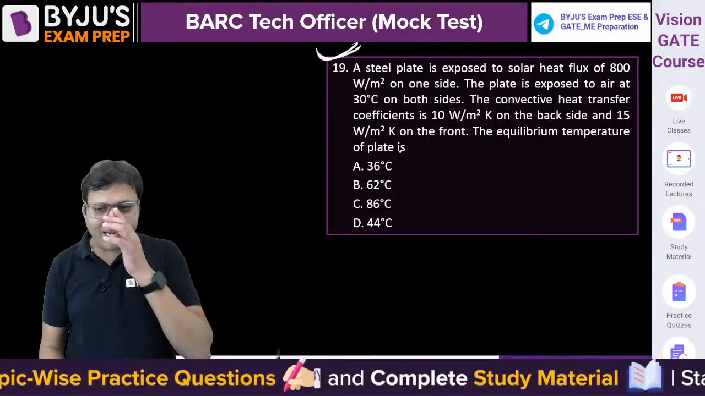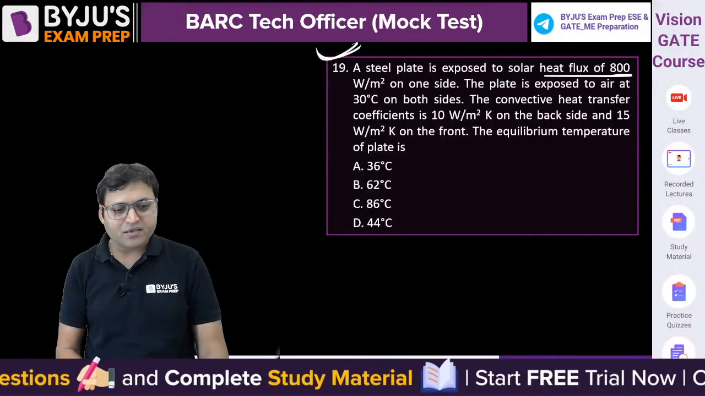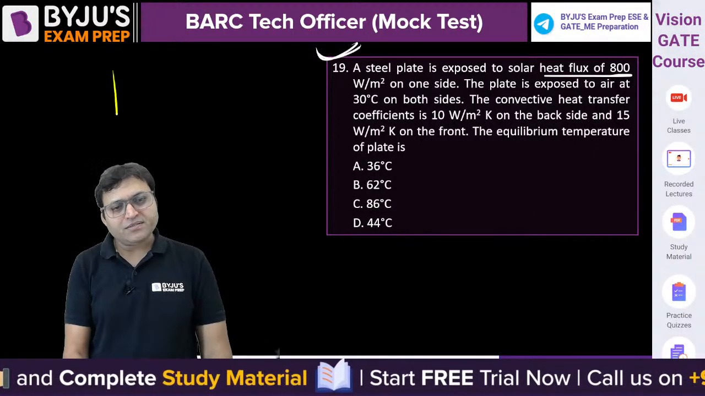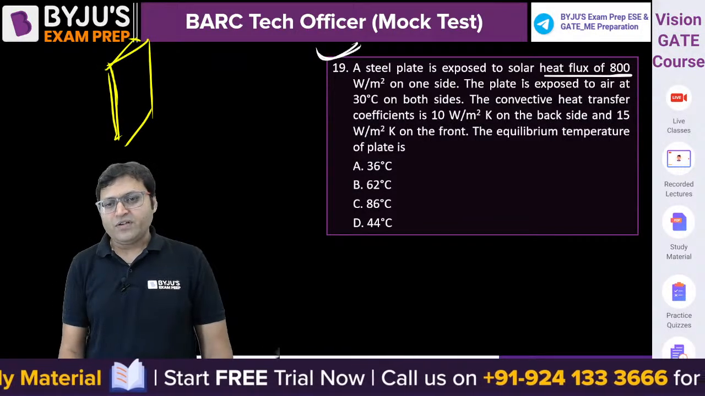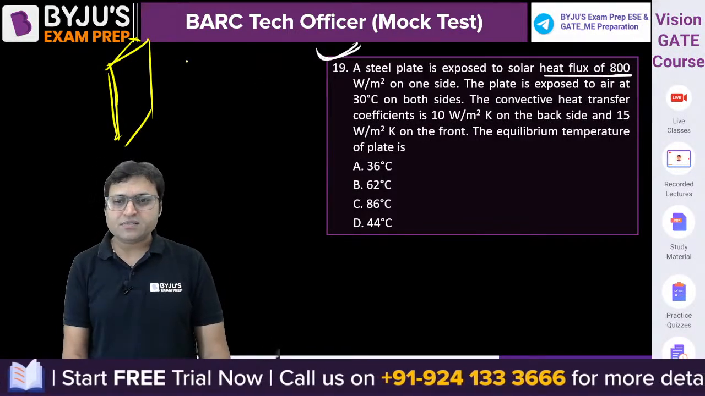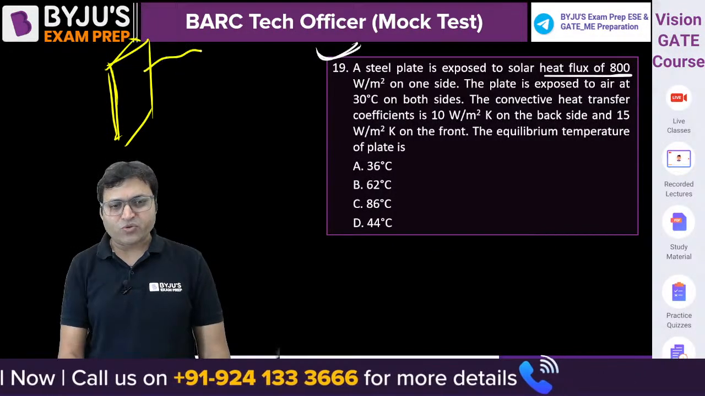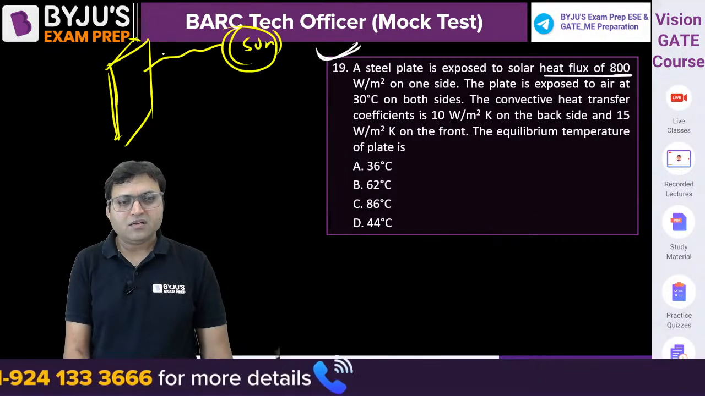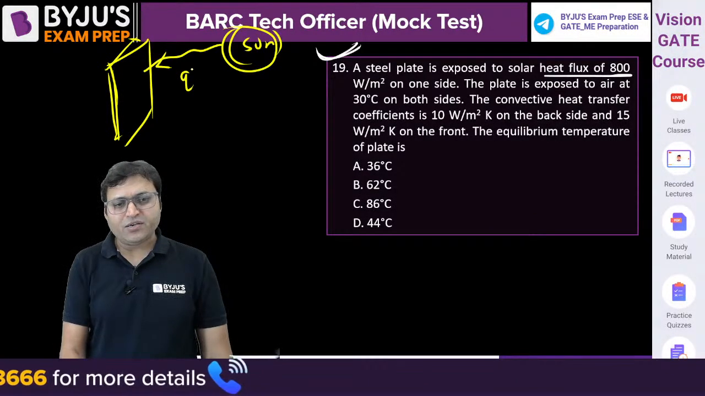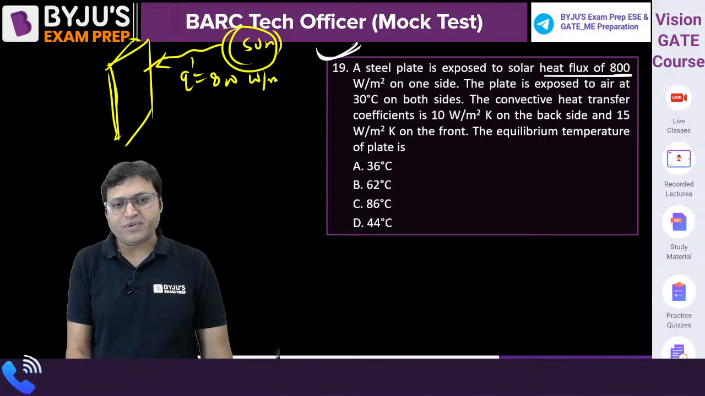A steel plate is exposed to solar heat flux of 800 watt per meter square. There is a steel plate which is exposed to solar heat flux of 800 watt per meter square. This is the sun. So Q dash is equal to 800 watt per meter square.